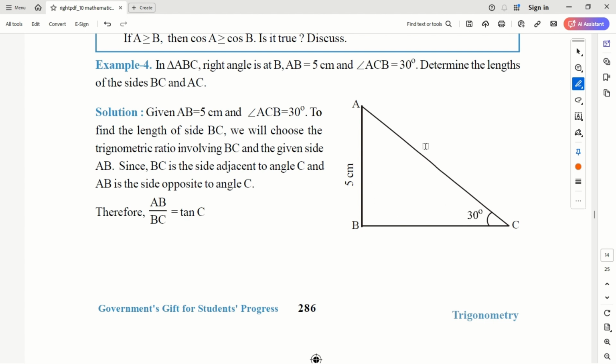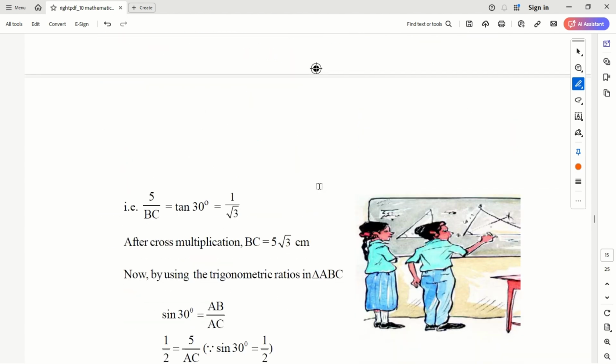Sine 30 equal to 5 by x, let's say AC is x. So 5 by x equal to sine 30. Sine 30 value is 1 by 2, correct? So 1 by 2 equal to 5 by x, so this will be 10. AC will be 10, right?